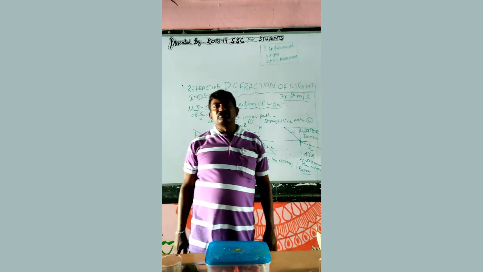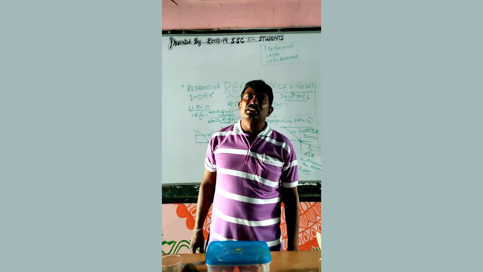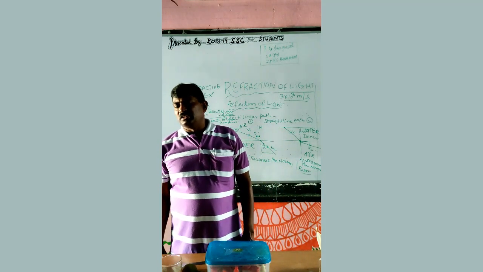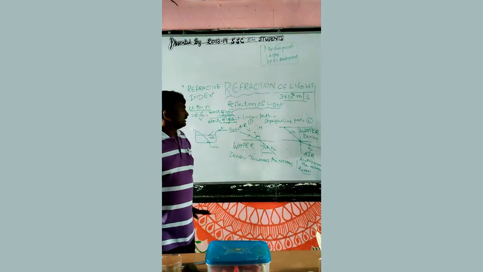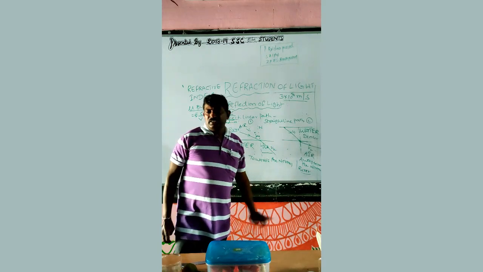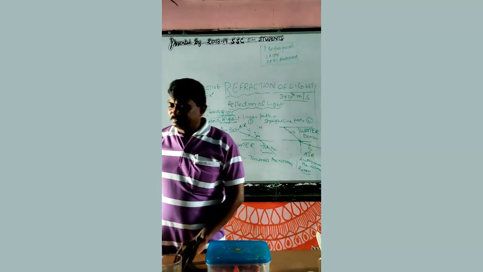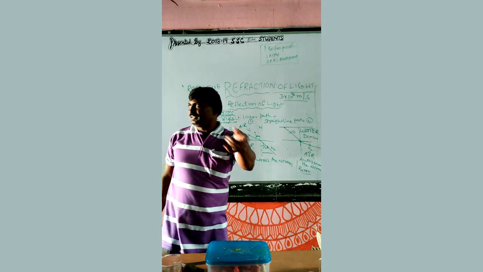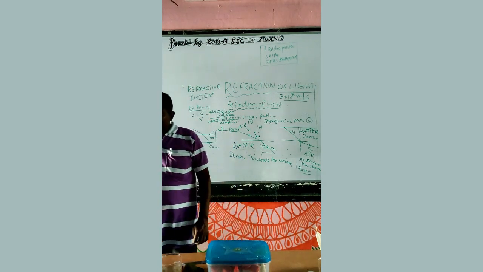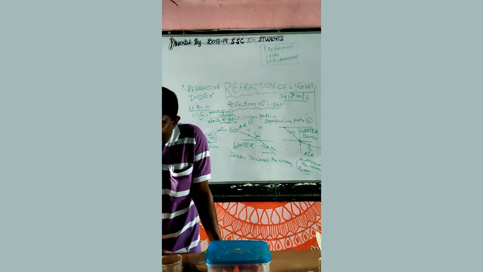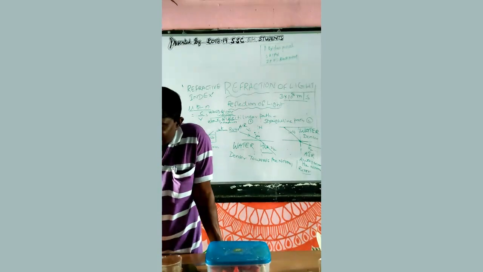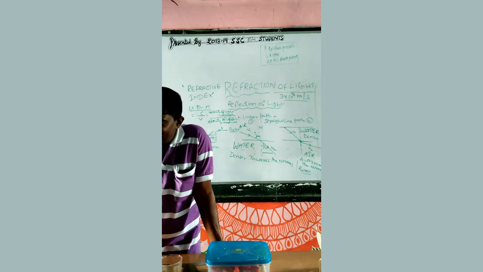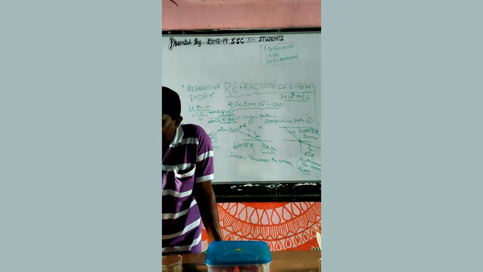Many times, questions are asked based on this table, where some information is given. Informative questions from this refraction and its values. So observe carefully. If the velocity is more, refractive index is less. Okay. Kerosene has 1.33, quartz 1.46, turpentine oil 1.47, crown glass 1.52, benzene 1.5.